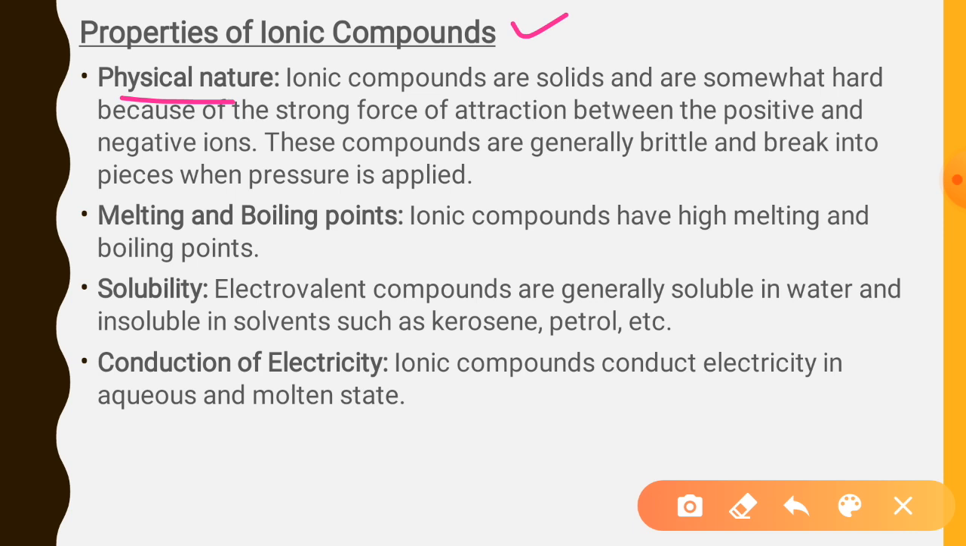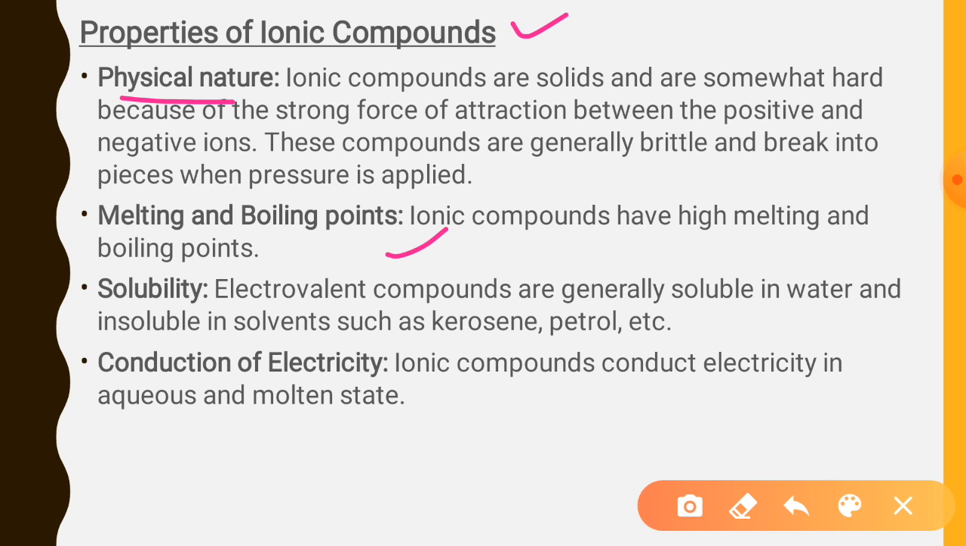Now they are solid because they are formed by the combination of a positive and a negative ion, cation and anion. When these positive and negative ions are together, there is a very strong force of attraction known as electrostatic force of attraction. Now the next thing, melting and boiling point. Ionic compounds have high melting and boiling points. The reason is the same, students: they have a very strong force of attraction between them, so it takes much heat and more time to melt or boil them.